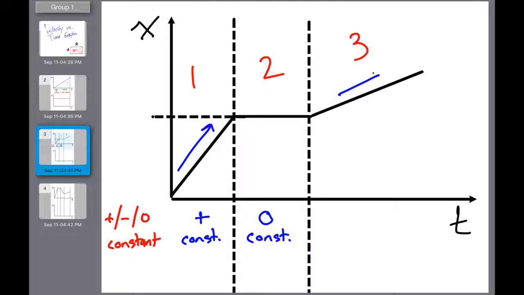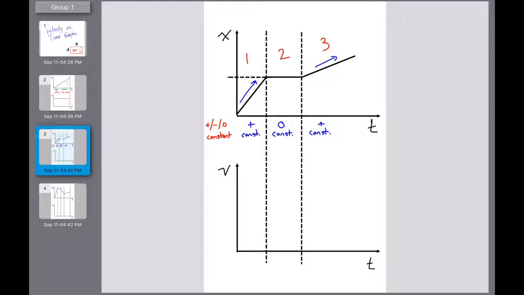Now here, we also have a positive slope because it's increasing in position. And that's also a constant slope because it's a straight line. So this is the information that we're going to use to make our velocity versus time graph.